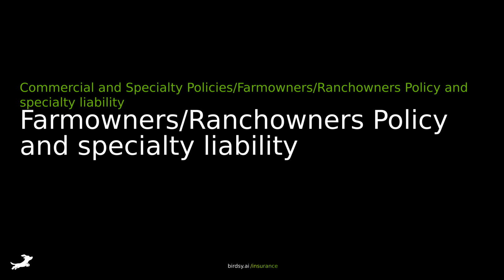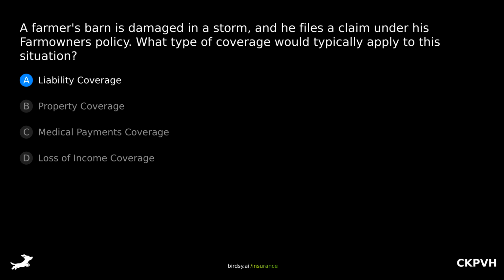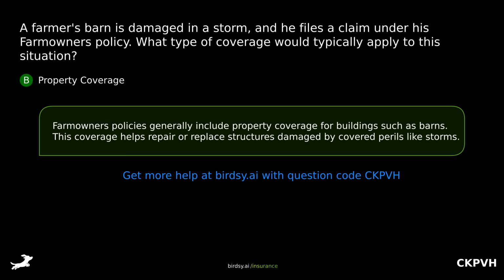Farm owners, ranch owners policy, and specialty liability. A farmer's barn is damaged in a storm, and he files a claim under his farm owner's policy. What type of coverage would typically apply to this situation? Is it A, liability coverage, B, property coverage, C, medical payments coverage, or D, loss of income coverage? The answer is B, property coverage. Farm owners' policies generally include property coverage for buildings such as barns. This coverage helps repair or replace structures damaged by covered perils like storms.